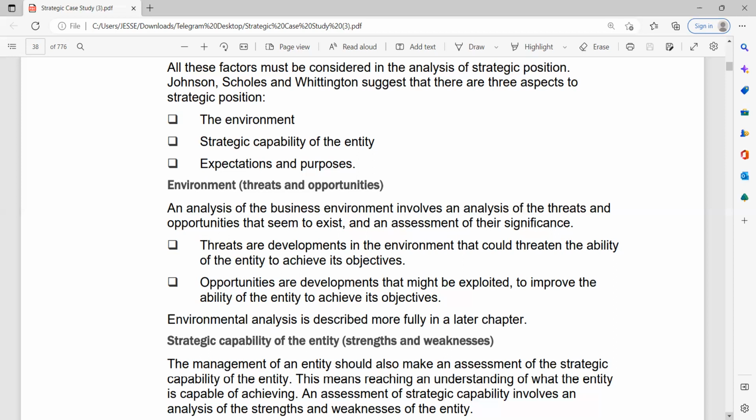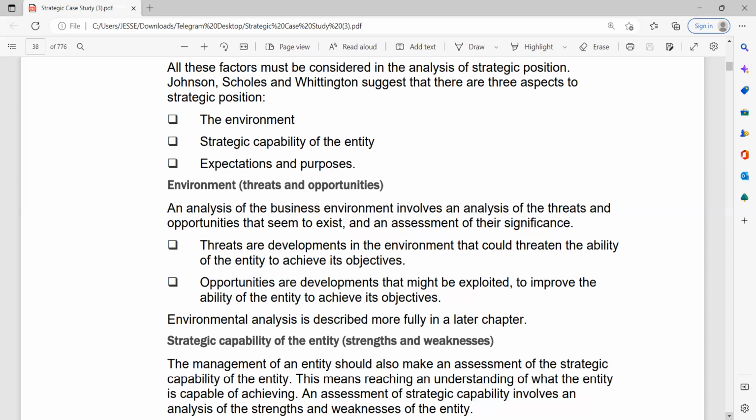So, for example, if we are trying to analyze Microsoft's position, one of the key questions we're asking ourselves is, why are they there? Which is the purpose, right? So now let's delve into more detail in each of these points. The environment.